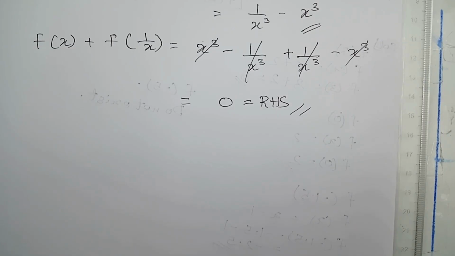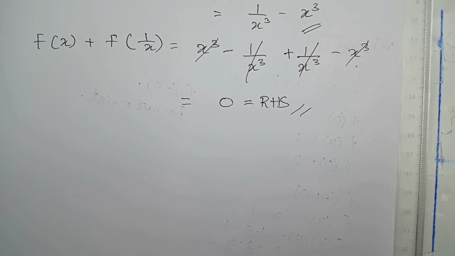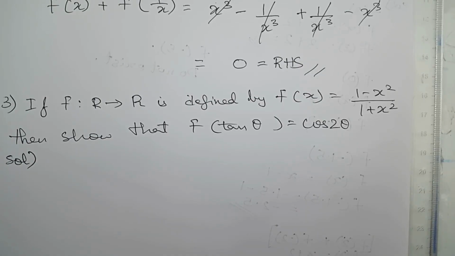Okay, now we are going to do the next one, that is the third problem. Now the third question is, if f maps R to R is defined by f of x is equal to 1 minus x square by 1 plus x square, then show that f of tan theta is equal to cos 2 theta. Okay, for this we should take f of x is equal to 1 minus x square by 1 plus x square, and then we should solve.